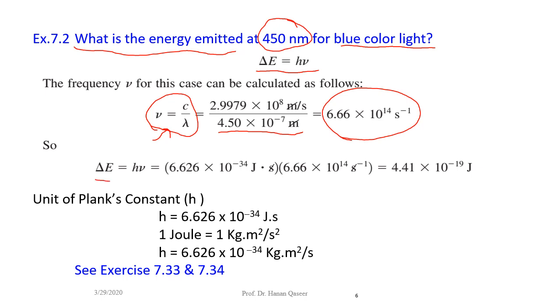Then delta E equals h nu. ثابت بلانك is given, and تردد من الخطوة السابقة، نجري العملية الحسابية اللي هي الجواب بيطلع عندي 4.41 × 10^-19 جول. طبيعي هنا بيعطيك وحدات مختلفة لثابت بلانك. Next slide I will solve question 33 from your textbook.